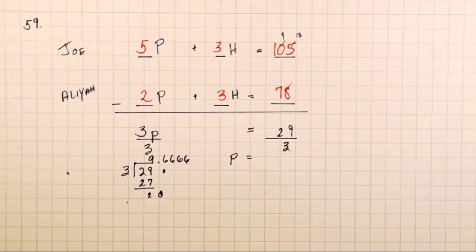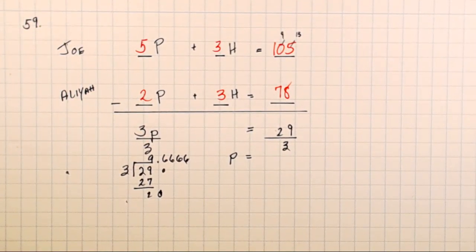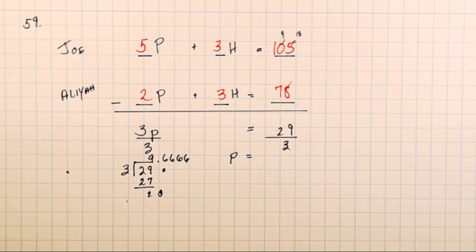Why does that seem wrong? What did I do? Clearly I did something wrong here. Customers can buy rolls of plain, 5 rolls of plain, 3 rolls of holiday, 2 rolls of plain, 3 rolls of holiday. Yeah, for 105 and 78. What did I do wrong?